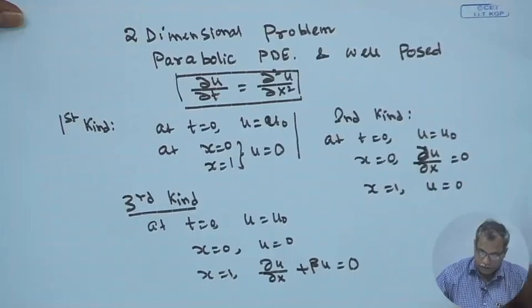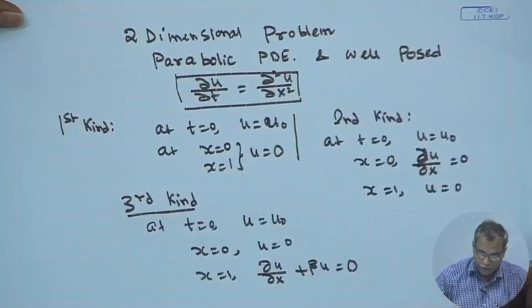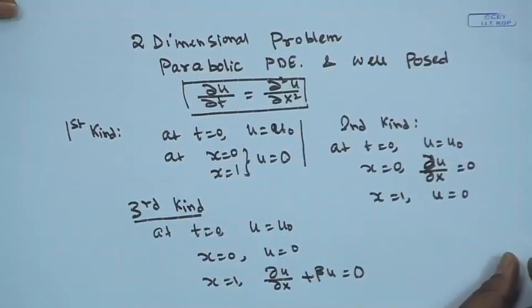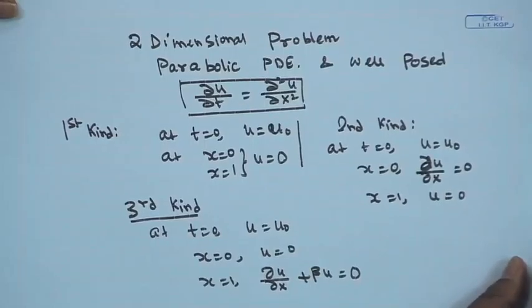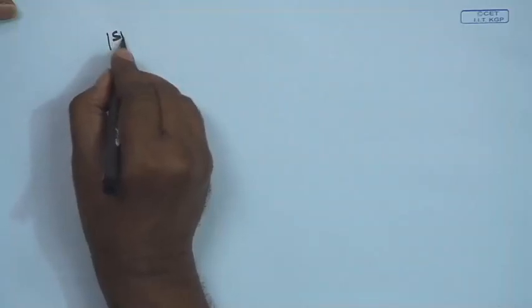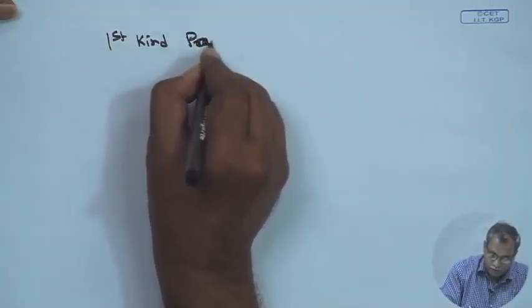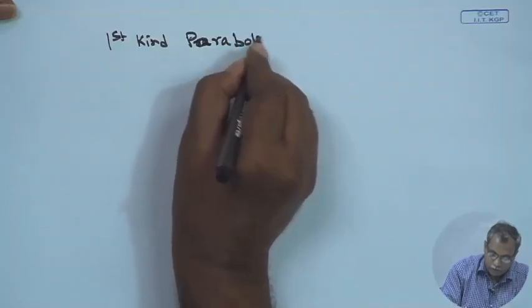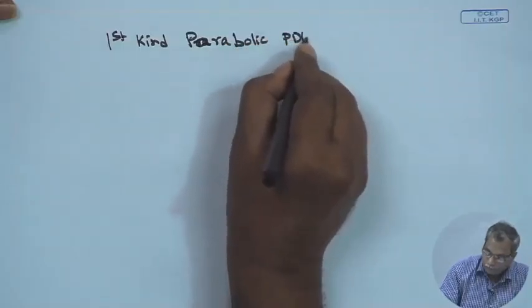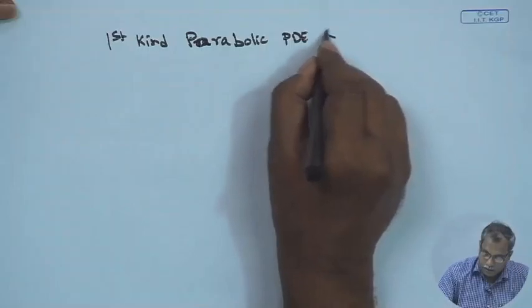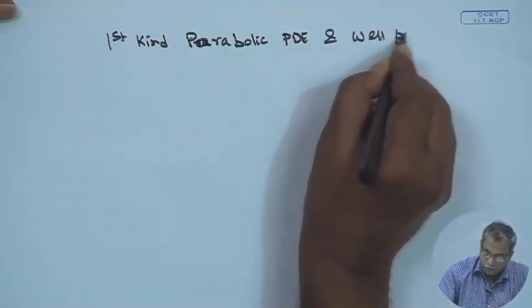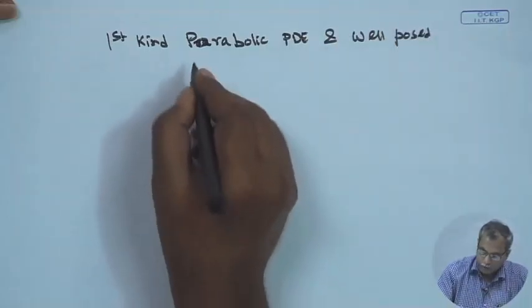Now, let us solve one by one and see how the solution differs, and how one can go about a complete solution using separation of variables. So, let us solve for the first kind, the parabolic PDE and well posed. Let us look into the complete solution of that.